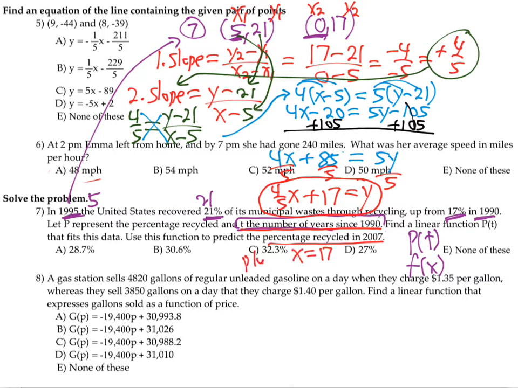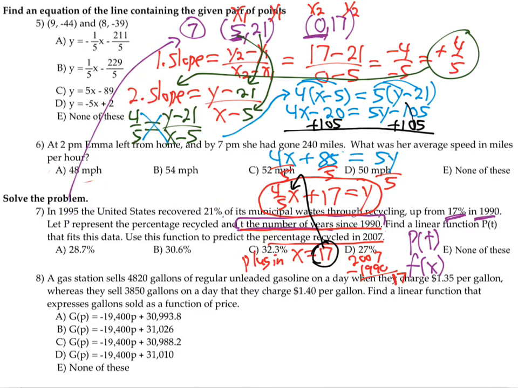Plug in X is 17, because 2007 minus 1990 is 17. So that's 17 years later. So plug in. Now we've got to go back. We're almost done here. Take that 17 and plug it in right there for X.